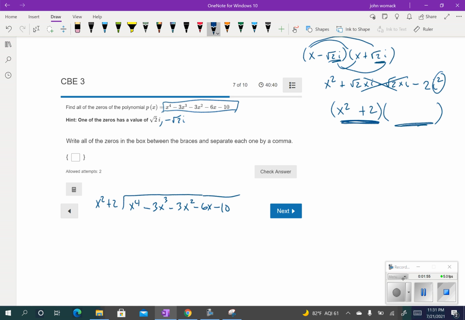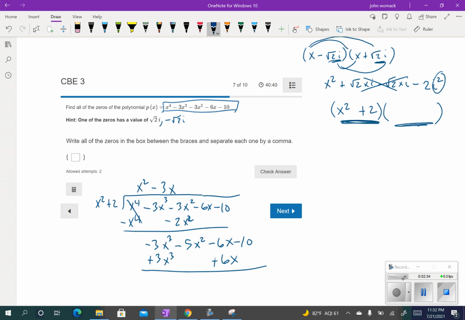Okay. So what do I times x squared by? Get x to the 4th. x squared times x squared times 2. Oops, I want to line that up with what it goes with. x squared times 2 is 2x squared. I want to line it up with the x squared. That's 0. Negative 3x cubed minus 5x squared. Okay, now we just start over again. What do we times x squared by to get a minus 3x cubed? That'll be a minus 3x. Minus 3x times x squared is minus 3x cubed, minus 3x times 2.